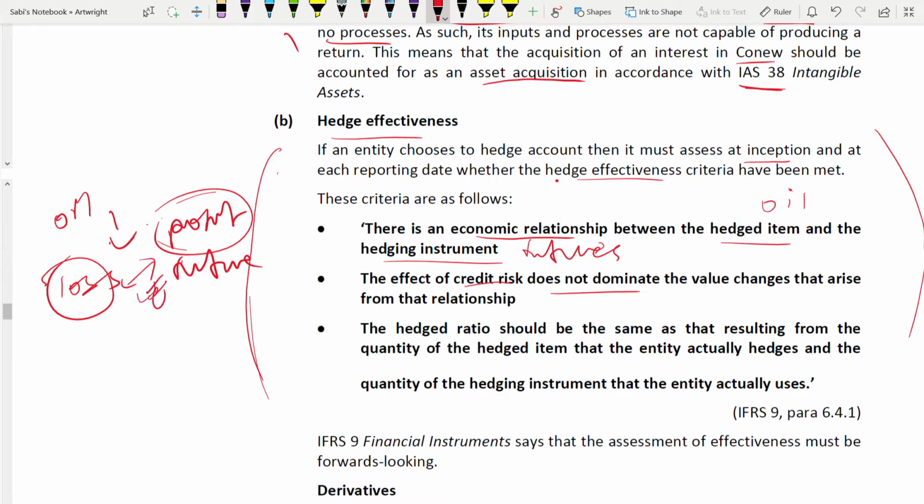There is an economic relationship, which is the first point we covered. Because of that, they are having this profit and loss. Because of that, they are having this value, the value of this future or the value of the oil. Understood? That's why the value changes. Value changes in one will have an impact on the other.